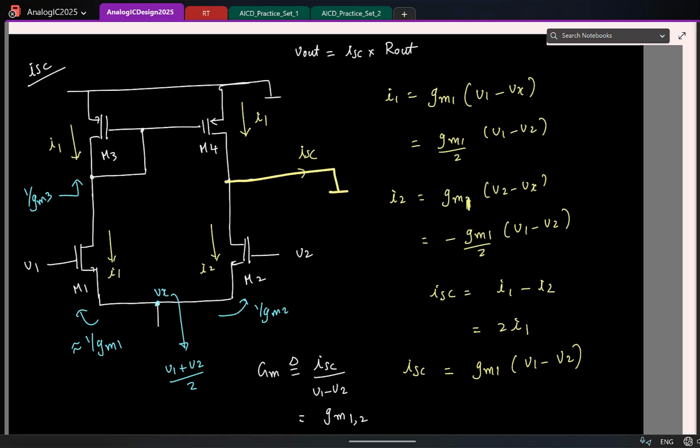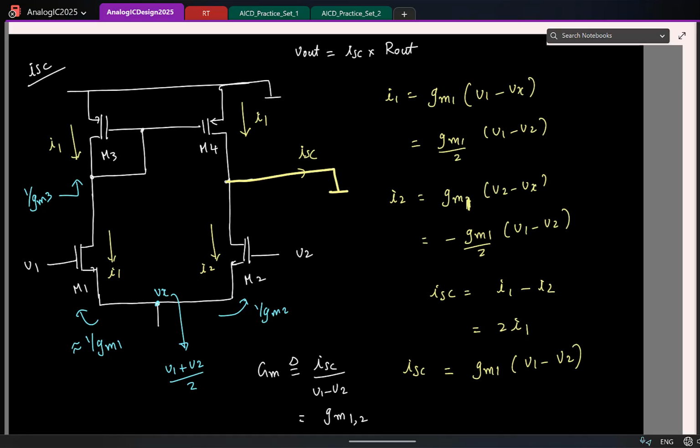What's the doubt? You are saying, if M4 is connected to ground and this is not connected to ground, then it will be different. The idea is the gate to source voltage must be the same. Okay, so now we found the short circuit current, or the short circuit Gm.